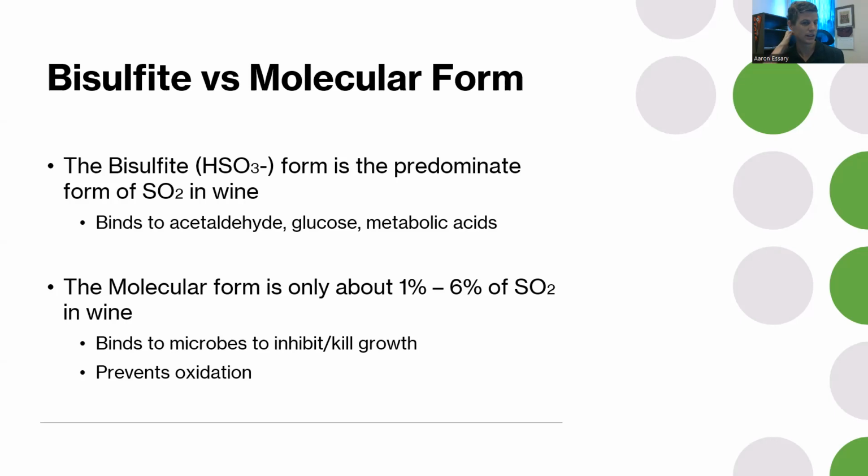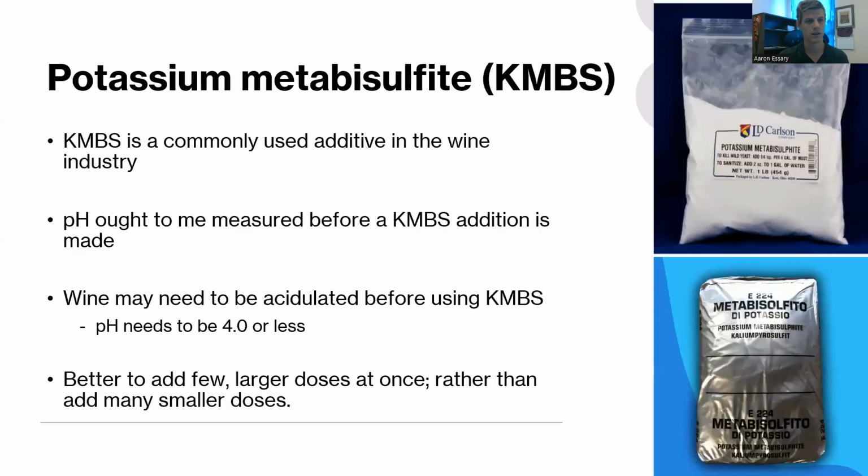And I know it's an issue, especially with high pH winemaking. When you get 3.8, 3.9, 4.0, it's hard to just acidulate it, because then your wine just becomes acidic. But you need a pH below 4.0 for any type of molecular SO2 to be available in wine.